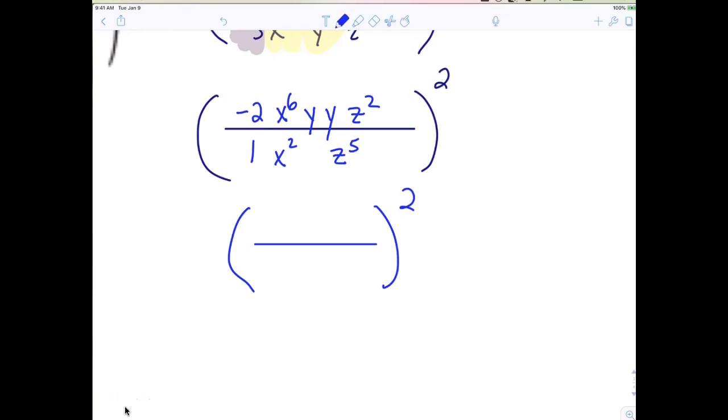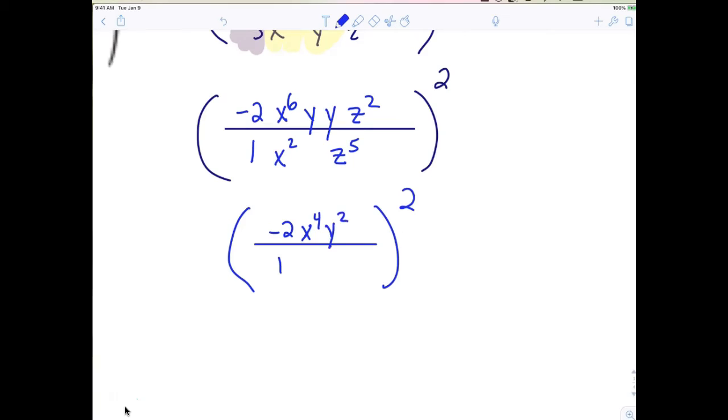Okay, negative 2 over 1 is still what? Negative 2 over 1. Now, what happens to x to the 6th and x squared? X to the 4th. And then y times y is? Y squared, right? Y times y is y squared. Y plus y is 2y. So hear me: y times y is y squared.